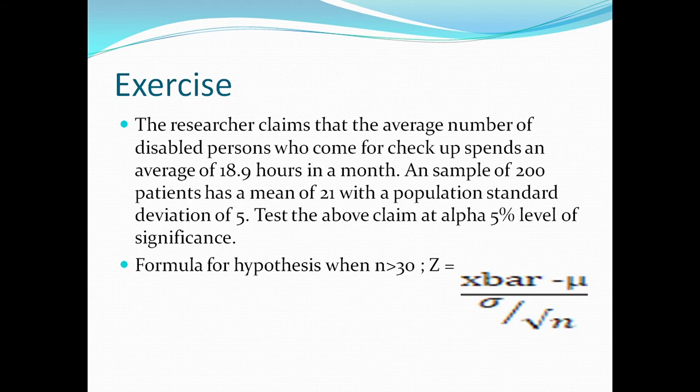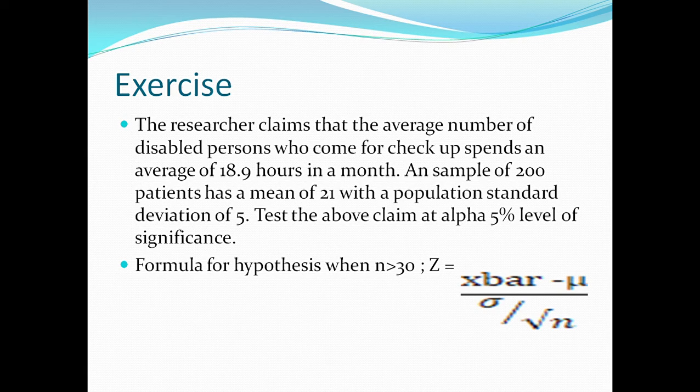We're going to take an exercise, and the exercise reads that the researcher claims that the average number of disabled persons who come for checkup spends an average of 18.9 hours in a month. A sample of 200 patients has a mean of 21 and a population standard deviation of 5. Test the above claim at 5% level of significance.